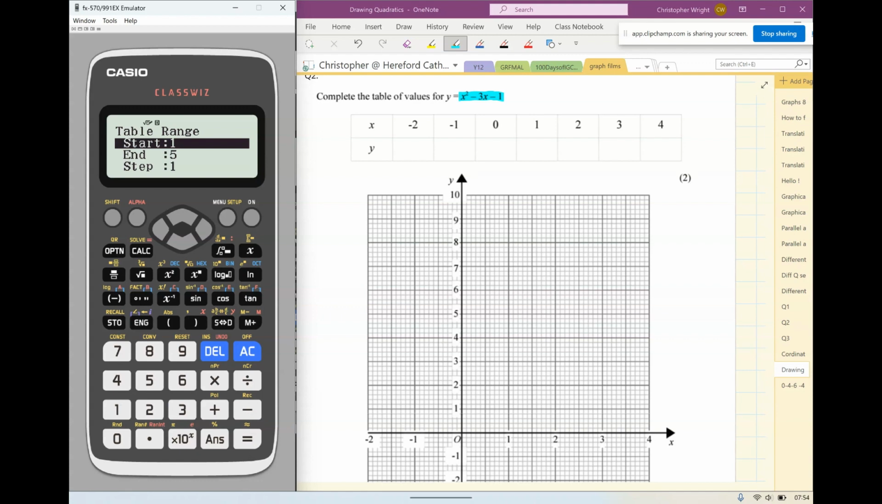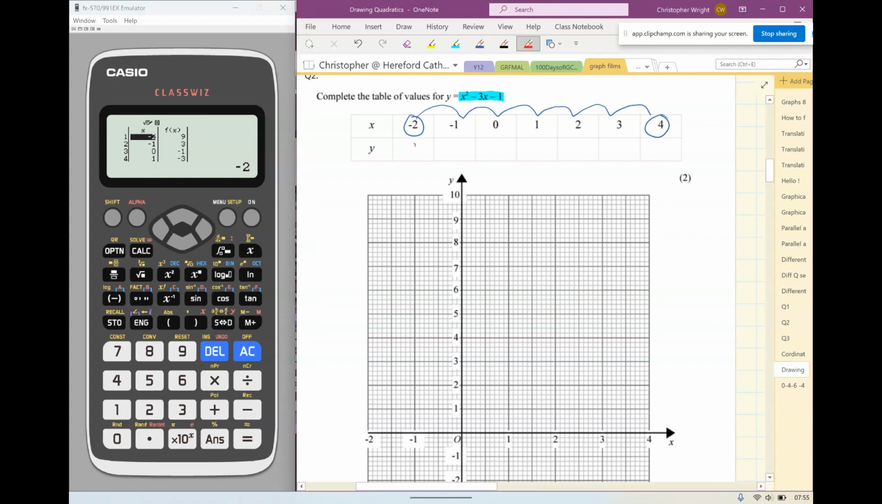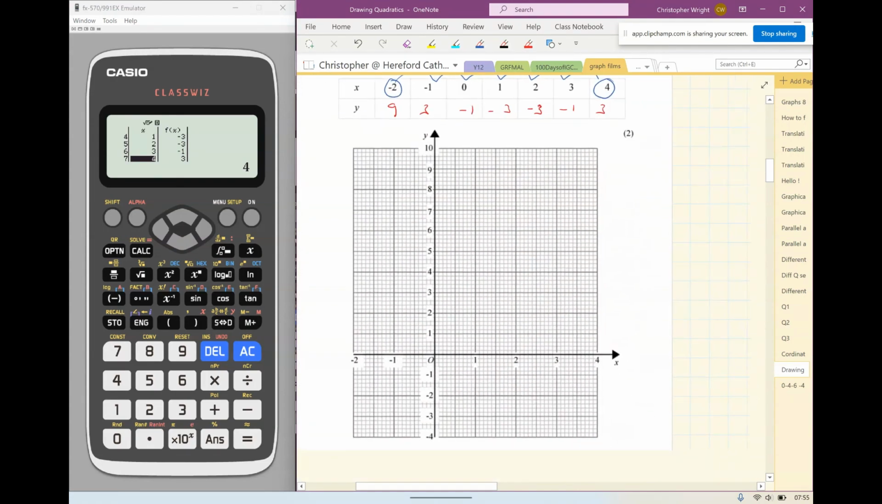My table range is starting from, let's have a look, minus 2, and it's going up to 4, and it's going in steps of 1. So the start is minus 2 equals, the end of my table range is 4, and my steps are 1, so simply press equals, and here are my y values. So I've got 9, 3, minus 1, minus 3, minus 3, minus 1, and 3. So now I can plot my graph.